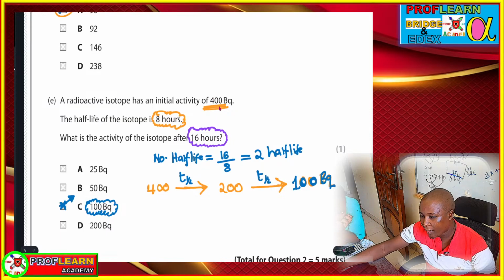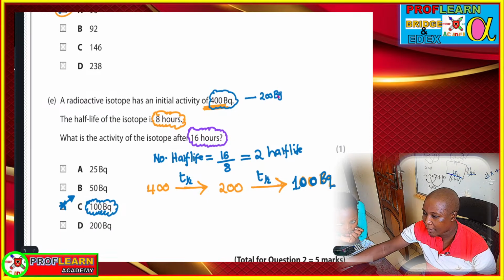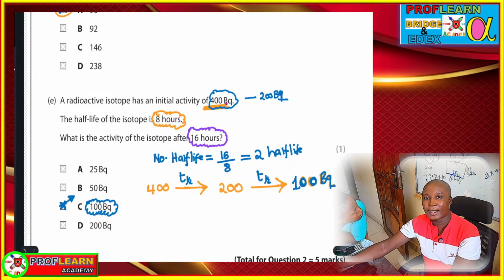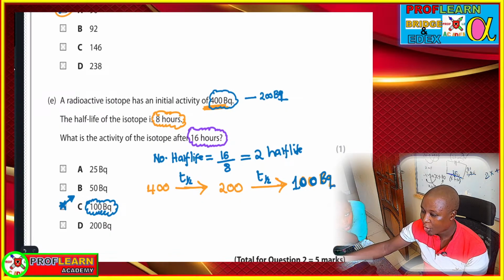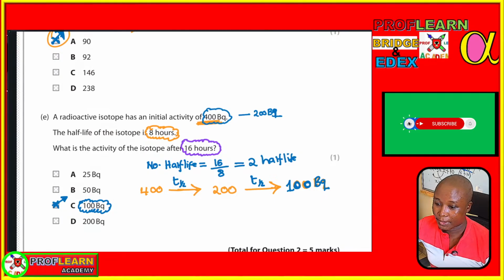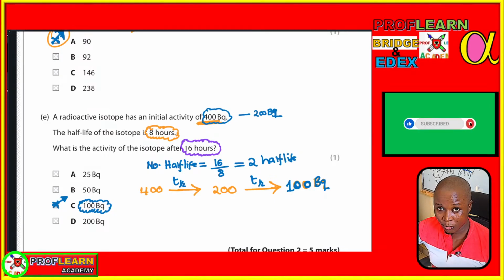So if we are having, for instance, 400 here, how long does it take the activity to decrease to 200? That time it takes the activity to decrease to 200, that is what we call half-life. Half-life is the time taken for the activity of a radioactive substance to decrease by a half. So if it is 400, it will take a period of time.